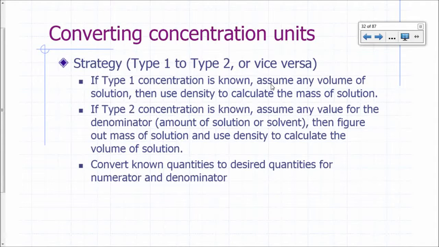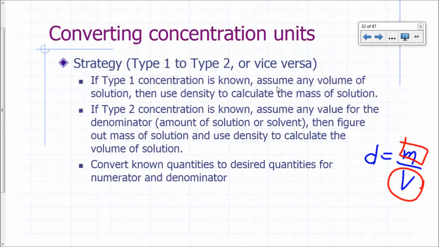What if you're going to convert from one type of concentration into another? Same strategy, basically, but you're going to need one additional piece of information, and that's density. So whatever quantity you know in terms of volume, you can change that to mass using the density. What's the relationship between volume and mass? Density is mass over volume, right?